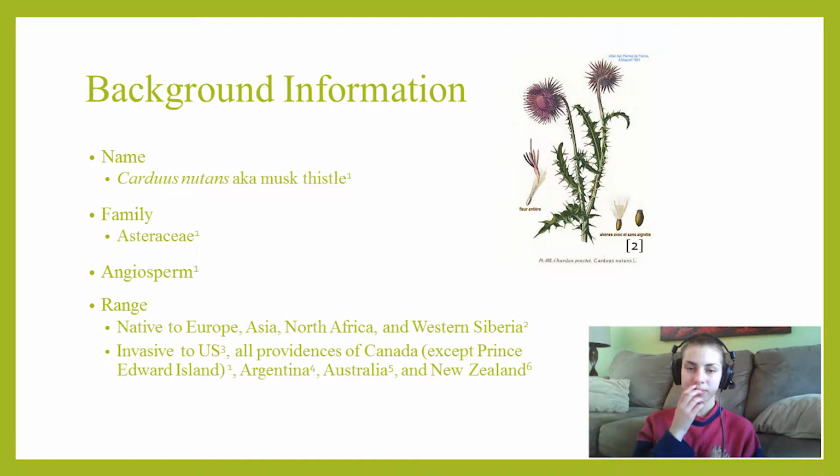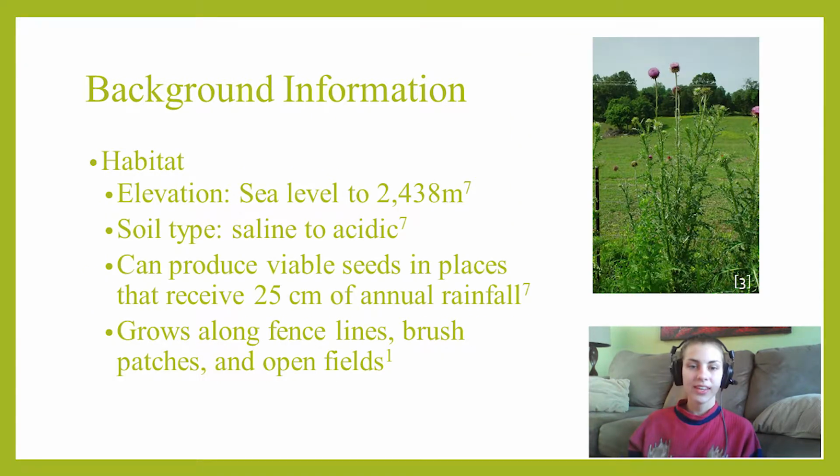So, Carduus nutans is also known as musk thistle. It is in the family Asteraceae and is an angiosperm. And it also lives in quite a few different places. It is native to Europe, Asia, North Africa, and western Siberia. And it is also invasive to the US, all provinces of Canada except for Prince Edward Island, Argentina, Australia, and New Zealand. And because it is found in so many different places, it has a very wide habitat range.